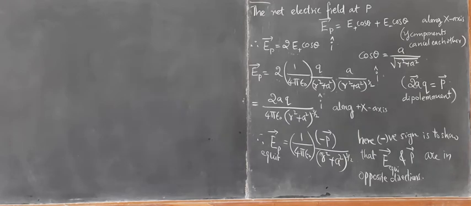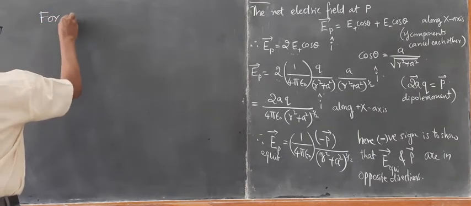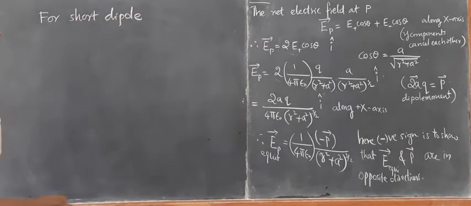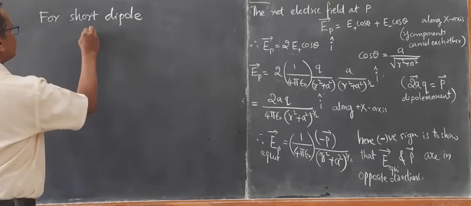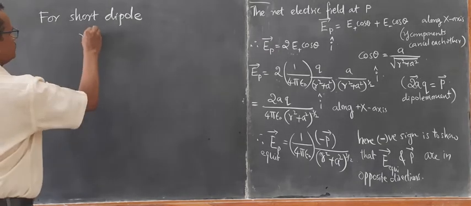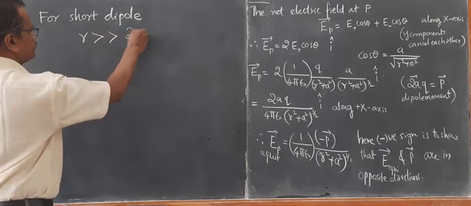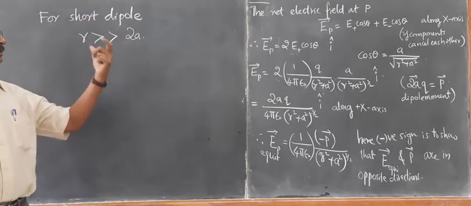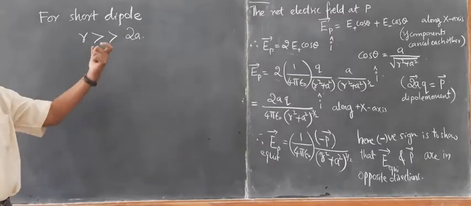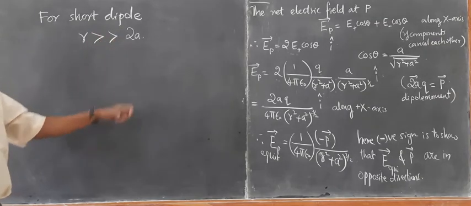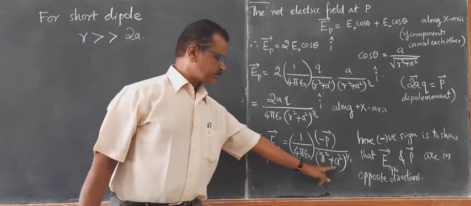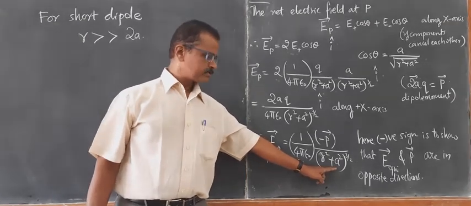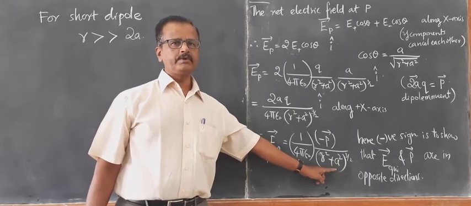Now for a short dipole. Short dipole is the one for which the dipole length is very short compared to the distance. This r is very much large compared to 2a. When the distance of the point P under consideration is at a very long distance compared to the dipole length, then such a dipole is termed as short dipole. Then we neglect a square here. Since a itself is very small, half of our dipole length, a square will be still a small decimal. Therefore, we neglect a square.